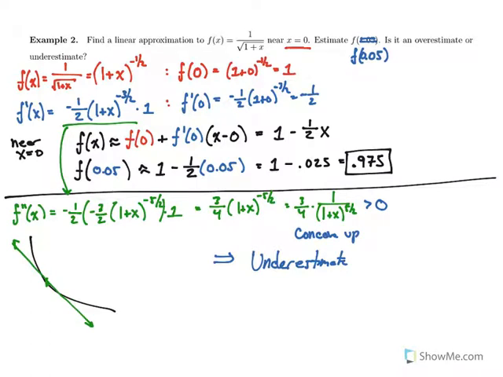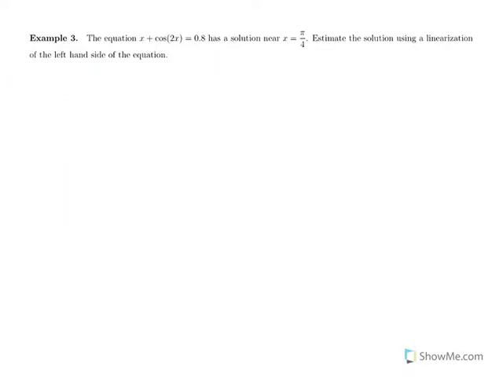So one last problem. This example is going to look a little different than the two we had before. So the equation x plus cosine of 2x equals 0.8 has a solution near x equals pi over 4. We're going to estimate the solution using a linearization of the left-hand side of the equation. A linearization, a tangent line of that function.